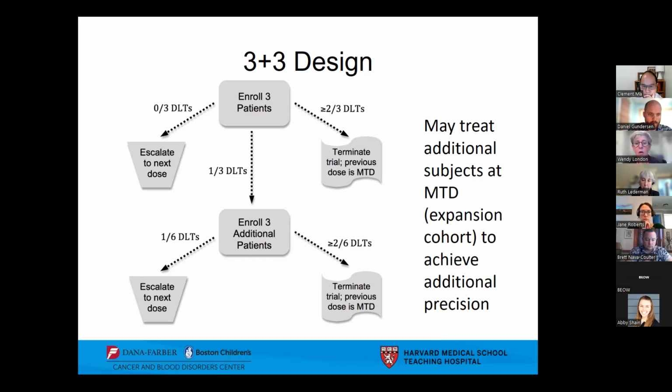Oftentimes, a phase 1 trial will enroll additional patients at the dose level that's been designated as the MTD. And we refer to this as an expansion cohort. And this gives us more information to more accurately estimate the DLT rate at that dose level, and also may give some very preliminary information about the efficacy of the drug. So the MTD is often the level of dose that we carry forward for study in further trials. And if so, we begin to refer to it as the recommended phase 2 dose, or the RP2D.